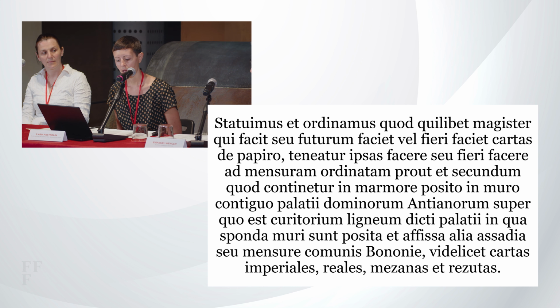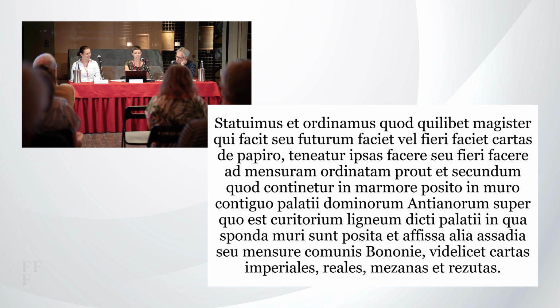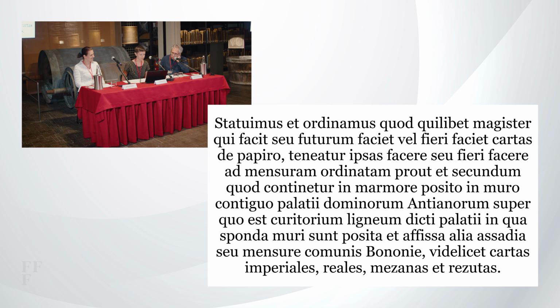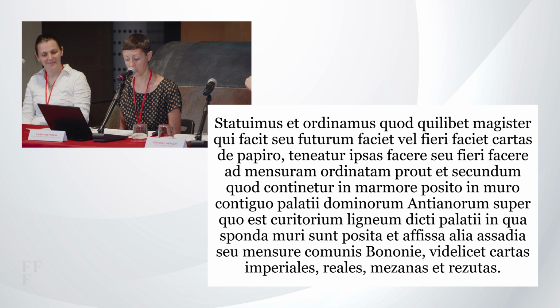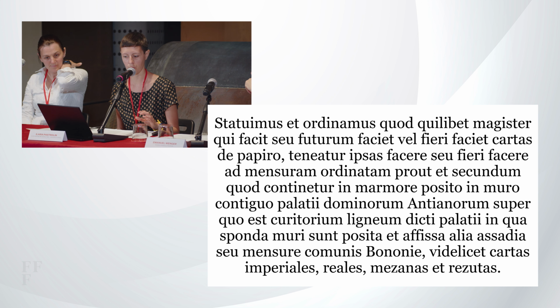The text says, "We decree and order that anyone who makes or shall have made sheets of paper is bound to make them or have them made according to the fixed sizes, which are shown on the marble plaque placed on the wall next to the palace of the city elders, the Palazzi Dominorum Antianorum. And these are the measures for the imperial, royal, median, and chancery sheets." So we find the 4 names of the Bologna stone.